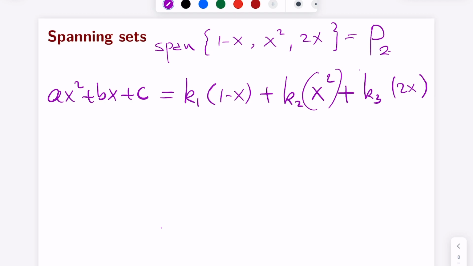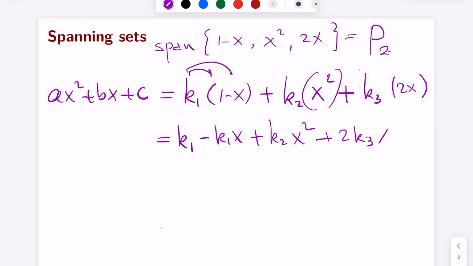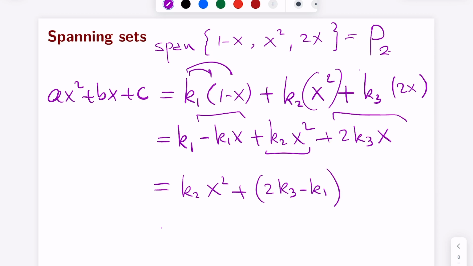So let's do the operations, which in this case will be just multiplication of polynomials. This is k1 minus k1x. Okay, and now we combine like terms. In degree 2, we have only this one. In degree x, we have this, 2k3 minus k1. And in numbers, we have only this one, which will be plus k1.